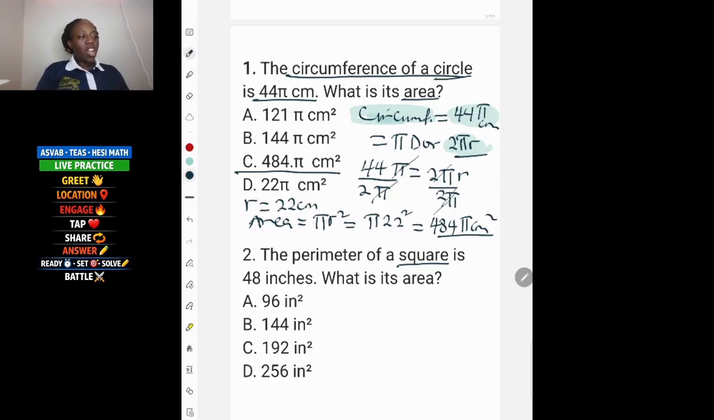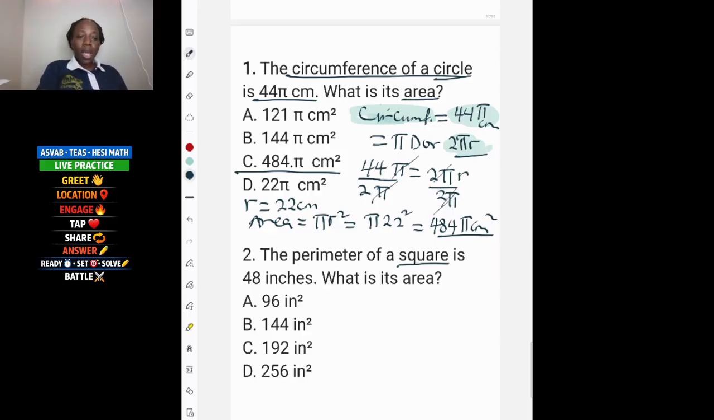So, second one. The perimeter of a square is 48. What is its area? I will ask questions of us now. The first thing: what is the formula for finding the perimeter of a square? Then another question is, if you want to talk about a square, what can you say about the sides? All the 4 sides of a square. We need to know those properties. What are the properties of a square?